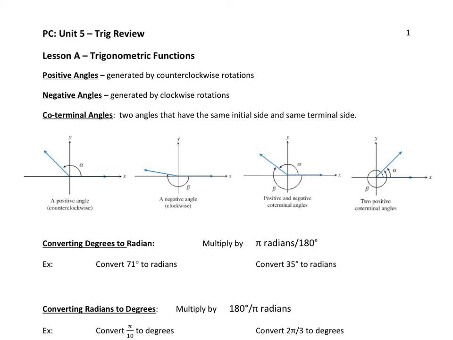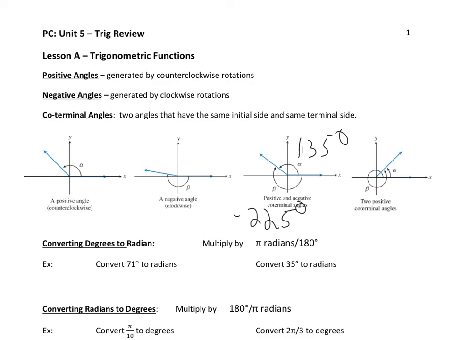Coterminal angles are two angles that have the same initial side and the same terminal side. So, for example, if this angle alpha right here were 135 degrees, it would be the same thing as saying negative 225 on the other side. They're coterminal. They have the same measure.